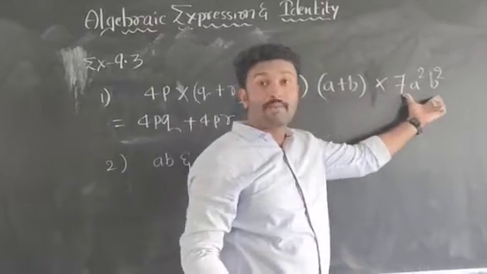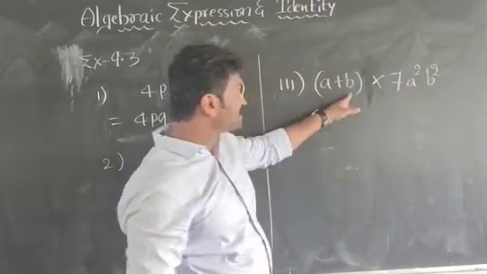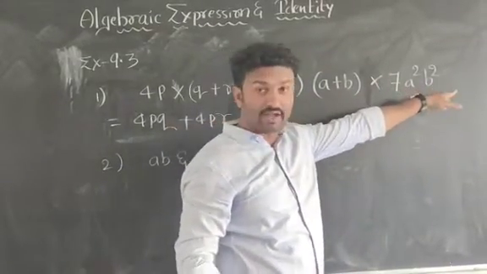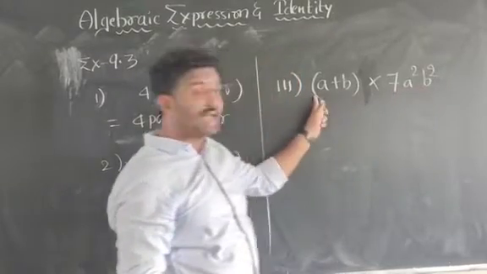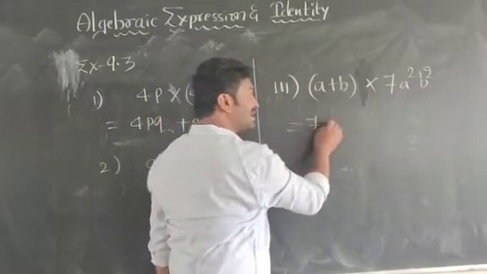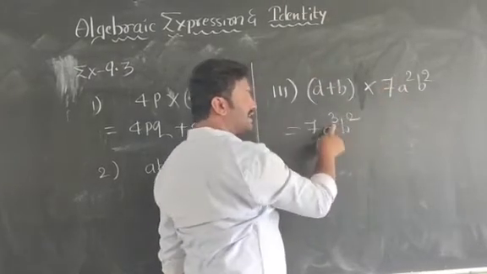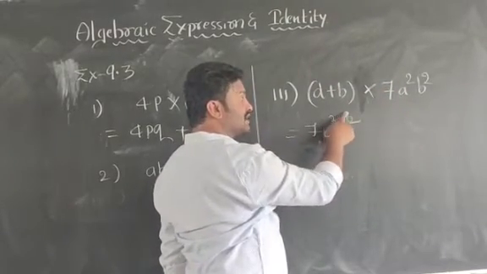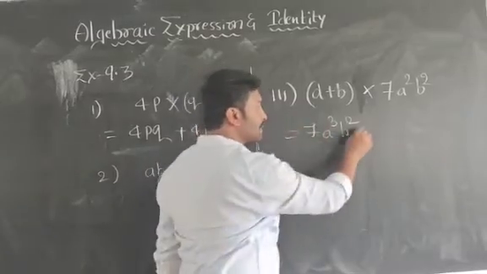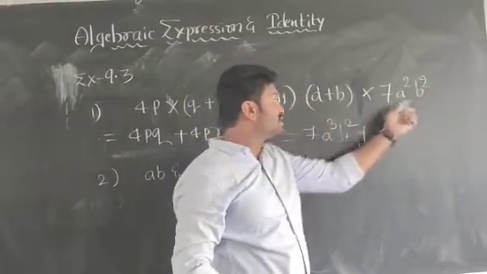And here, binomial into monomial: a plus b into 7a square b square. 7a square b square into a is 7a cubed b square. Here 1a, here 2a, 3a. So a raised to 3 and b square remains. Plus 7a square b square into b.